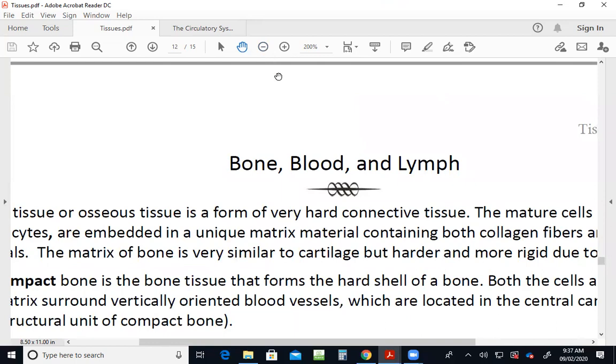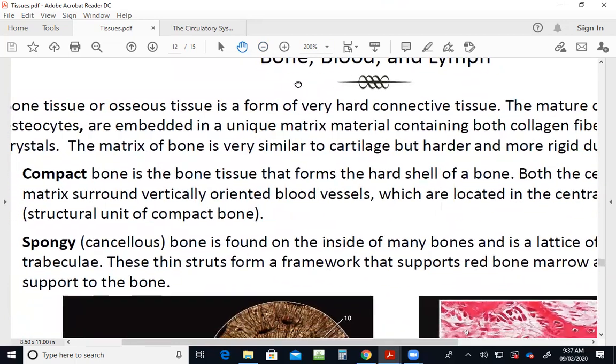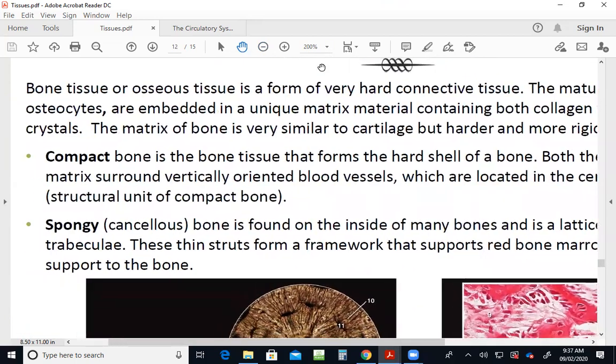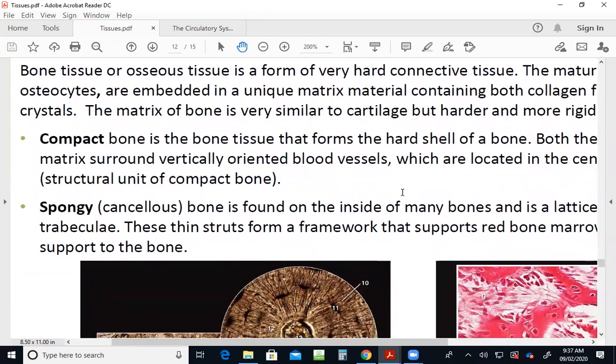All right, our final types of connective tissue I just threw in here on our last slide. Not that there's really any specific reason other than I just wanted to save paper. Didn't want to have to put blood and lymph on a separate page because there's not a whole lot on this page about bone. Bone and blood and lymph are all very different from one another, especially bone from those other 2. Bone is also known as osseous tissue, a form of very hard connective tissue.